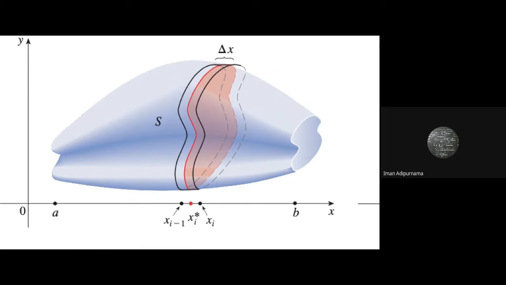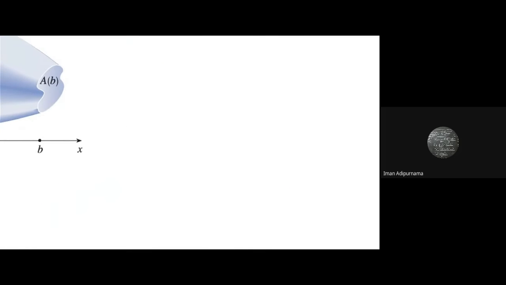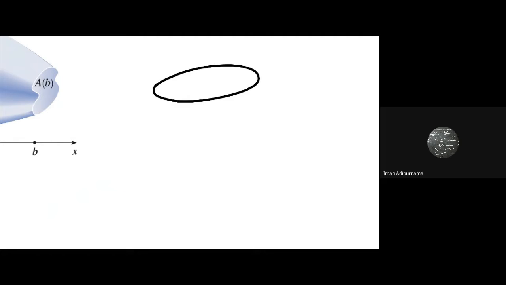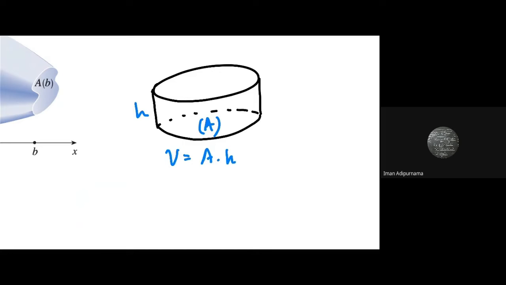Now to approach how the volume is, we need to remember certain geometry. For example, the easy one that maybe you can remember, a circle like this, the volume of this tube. This is area multiplied with the height, right? So this is the area, this is the height. So the volume here is the area multiplied by height.